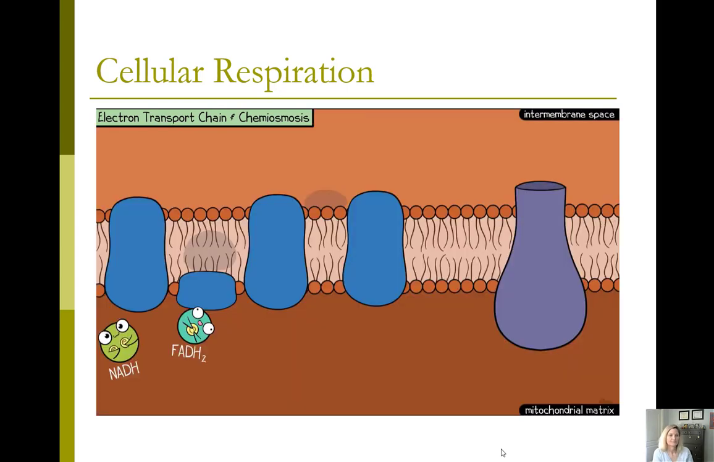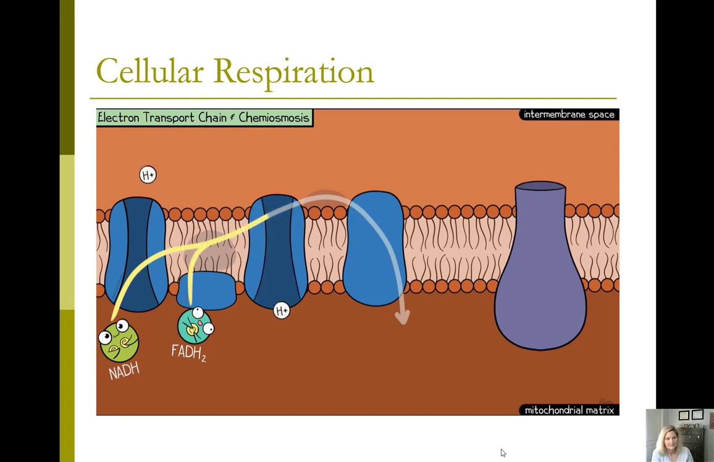This is a very complex process, and we are greatly simplifying it by saying that electrons are transferred from the NADH and FADH to protein complexes in electron carriers. The electrons are used to generate a proton gradient, as protons are pumped across to the intermembrane space. All these protons being pumped out into this intermembrane space generates an electrical and chemical gradient.